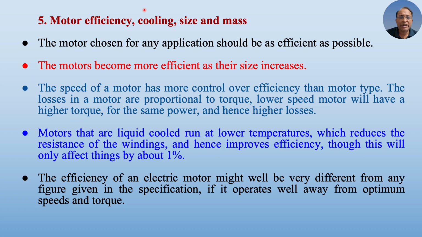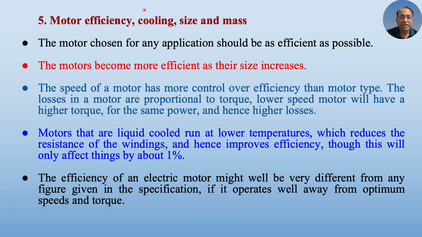First and foremost criteria, let it be any application, whether it is an electric vehicle or for that matter any industrial or other application: the motor chosen should be as efficient as possible. What is the meaning of as efficient as possible? The meaning is simply that the efficiency should be very high. As per the electrical standard, the efficiency of the motor lies in the range of 85% to 97-98%. So naturally we would like to have the efficiency in the higher 90s.